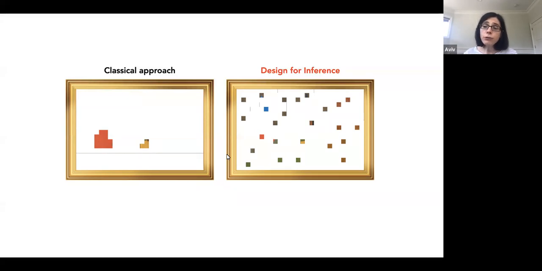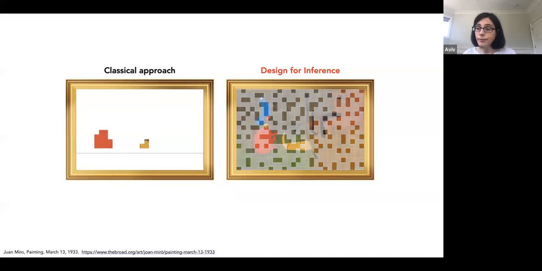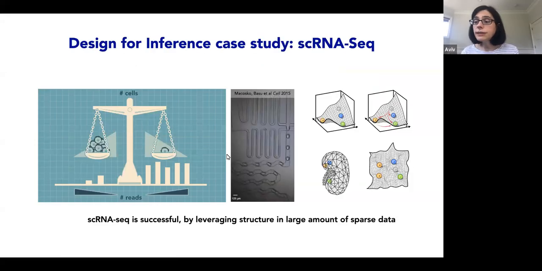But what if I were allowed a lot more tiles? Now, even though I just threw them randomly at my image, I can actually tell that this is a Miro painting. This makes perfect sense in machine learning. We do this all the time. But doing this in actual biological experiments is something that's not been as typical, although it has been done before.